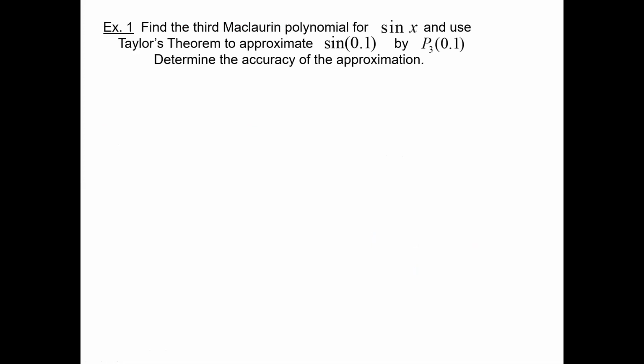So let's do an example here. Let's kind of put this together. Find the third Maclaurin polynomial for sine x and use Taylor's theorem to approximate sine of 0.1 using your polynomial, and then talk about how accurate that is. Let's just do the Maclaurin polynomial first.